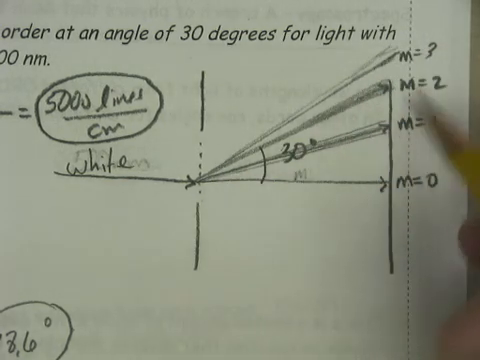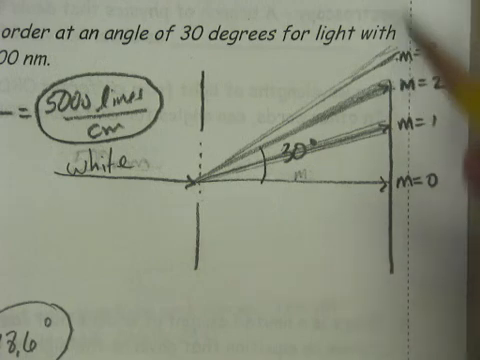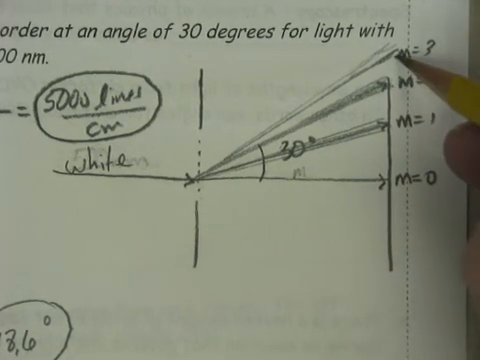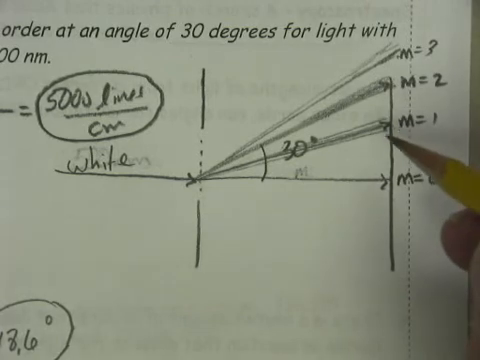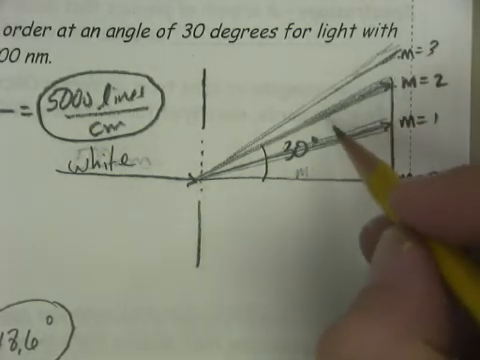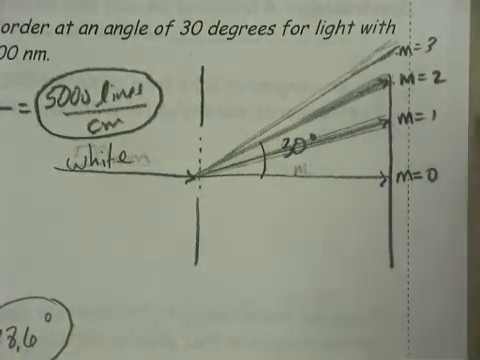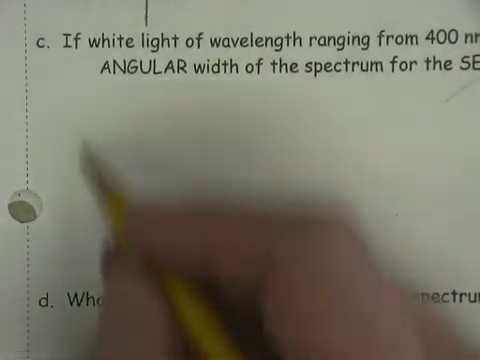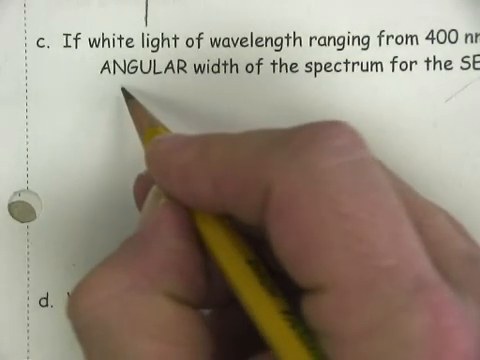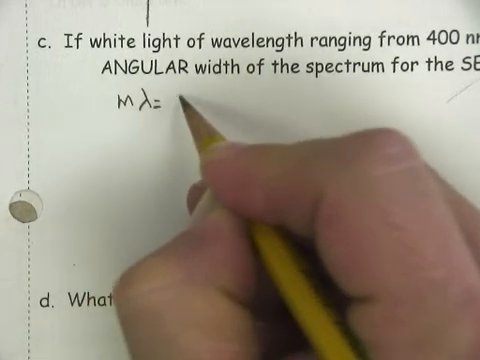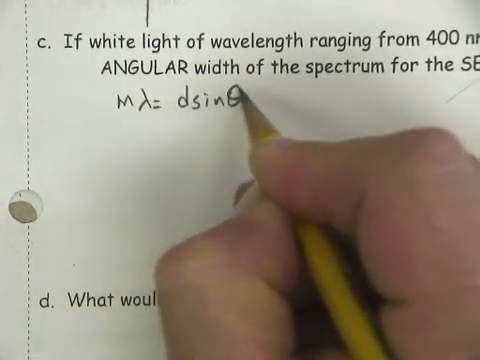So you have little bitty spectrums, a spectrum here, a spectrum here, a spectrum here, or another way of thinking about it, a rainbow here, a rainbow here, a rainbow here. We want to know, for the second order, what will be this angular separation. So let's just think it through real quick. If I go back to my equations, the one that is going to guide my thinking is m lambda equals d sine theta.